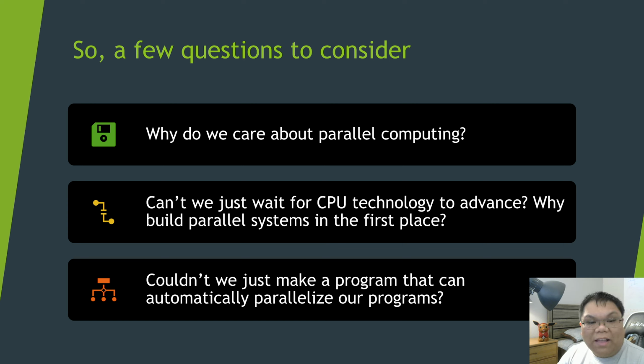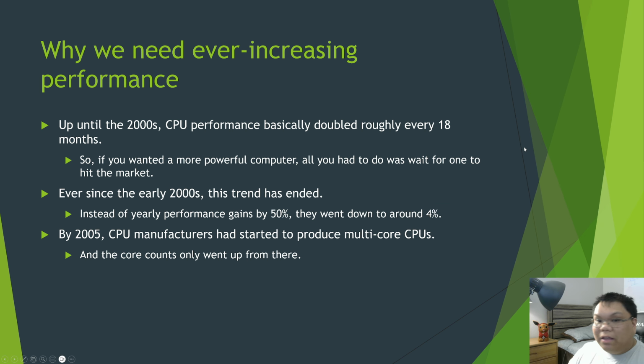Computer technology is advancing, so can we just wait for a more powerful computer to hit the market? And also, if we have these parallel systems and we want our old programs to run on them, is there a way we can write a program that would automatically parallelize our programs? So, here's a little bit of backstory.